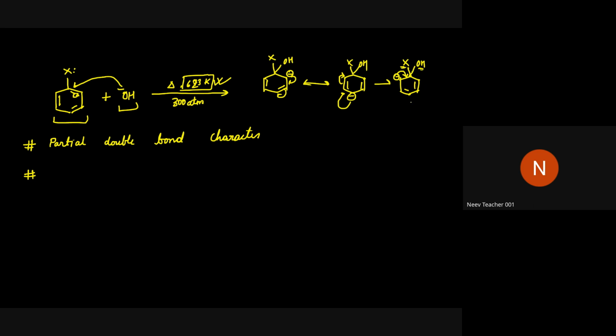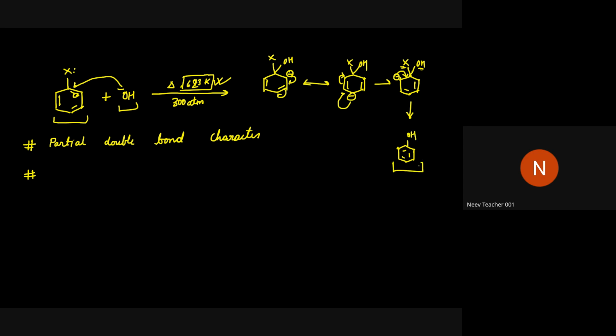So which one will we remove? X. Which one is a better leaving group? X. X is a better leaving group, right? X is a halogen and halogens are a lot better leaving groups. So that's why it leaves to form this compound, with OH minus. Right? We got this.